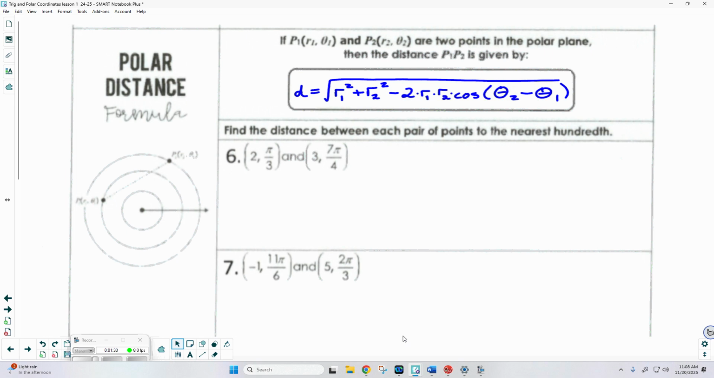Yes. Okay, so when you plot points in a rectangular coordinate system, you found the distance between those two points: the square root of x2 minus x1 squared plus y2 minus y1 squared. Does that sound familiar? Well, now that we're plotting points in a polar coordinate grid, we're going to use a formula to find the distance between them.